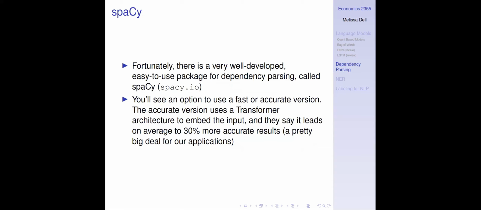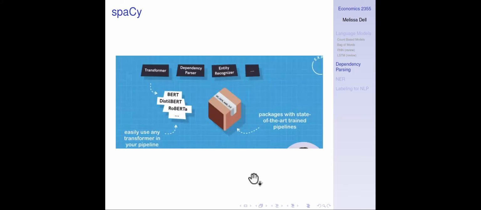Fortunately, there's a really fantastic, well-developed and easy-to-use package for dependency parsing called spaCy. So you can go and download it. You'll see an option to use a fast or an accurate version. The accurate version uses a transformer architecture, which we're going to talk about next week, to embed input. And they say it leads on average to 30% more accurate results, which is a pretty big deal for our application. So you probably want to get the accurate spaCy.